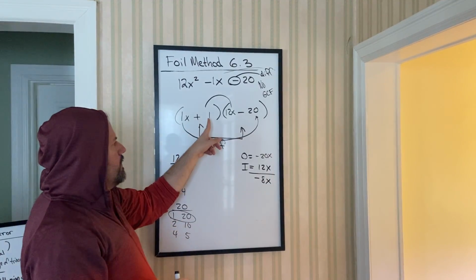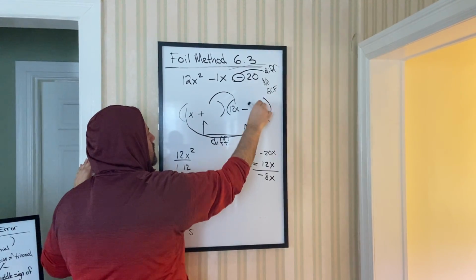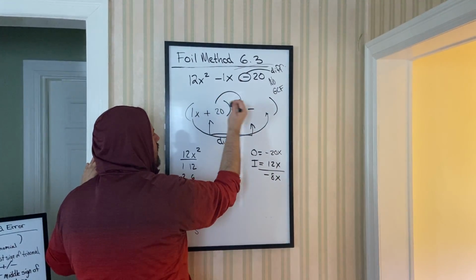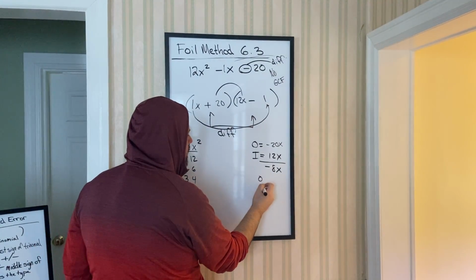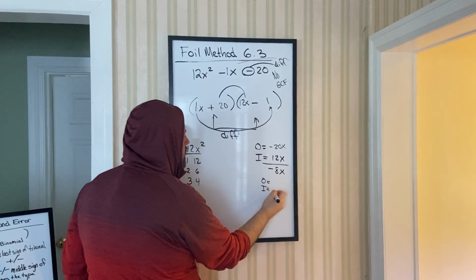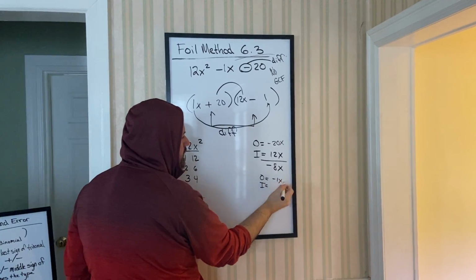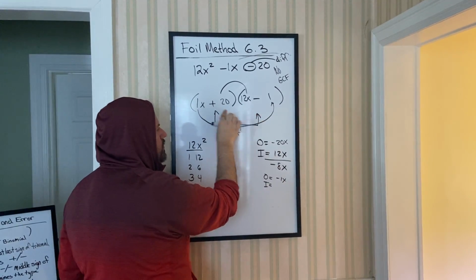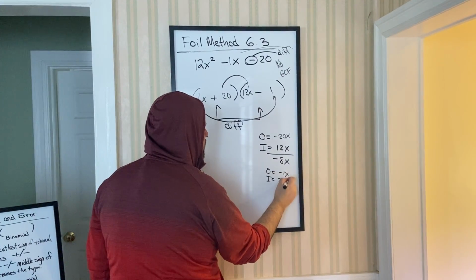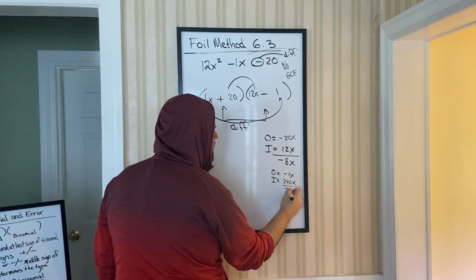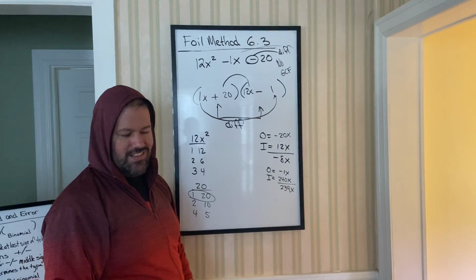So notice I did 1 and 20. Maybe 20 and 1 will work. Let's try it. Let's do another O and I. 1x times negative 1. Yeah, that definitely changed. Negative 1x. And my inners? Ooh, 20 times 12x. That's going to give you 240x. So you can see this is way off. 239x, nowhere near negative 1x.